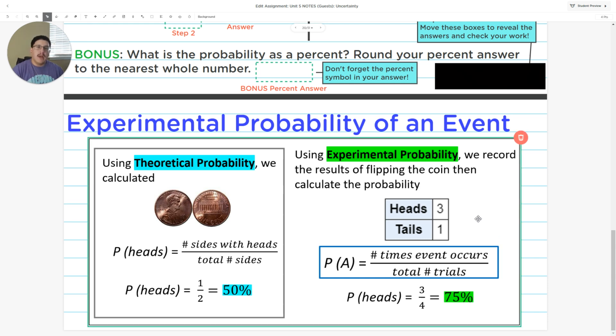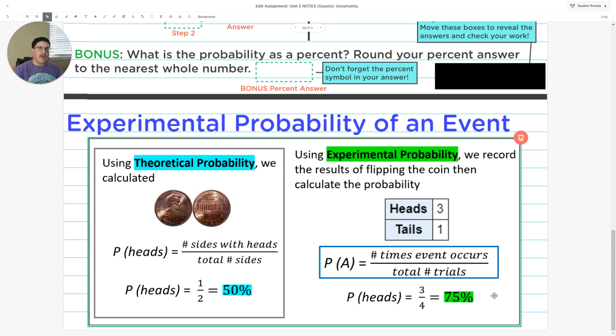So in this scenario, let's say we flip a coin and we noticed when we looked at it, 3 of the times heads came up, and then 1 of the time tails came up. And so from the experiment, 3 out of a total of 4 trials actually came up as heads, meaning 75% the probability came out to be heads. That's experimental. Experimental shows us the probability of what occurred, not what should happen.